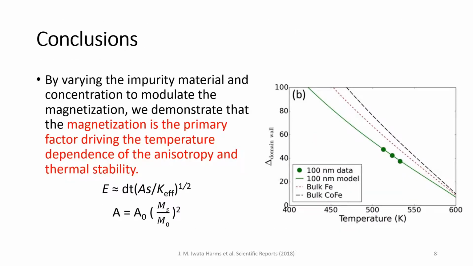Because the size of the device in this paper is larger, the magnetization reversal is mediated by the nucleation mode. So the energy barrier is related to the A_s, which means the exchange stiffness constant. And the exchange stiffness constant is related to the saturation magnetization. So in this paper, they can vary the impurity material and concentration to modulate the magnetization. And when they modulate the magnetization, they can change the A_s, which can change the energy barrier to achieve higher thermal stability at higher temperature.